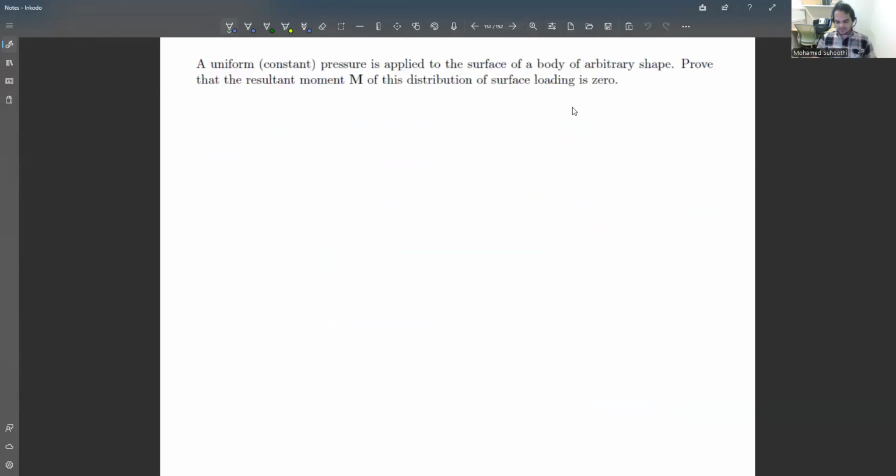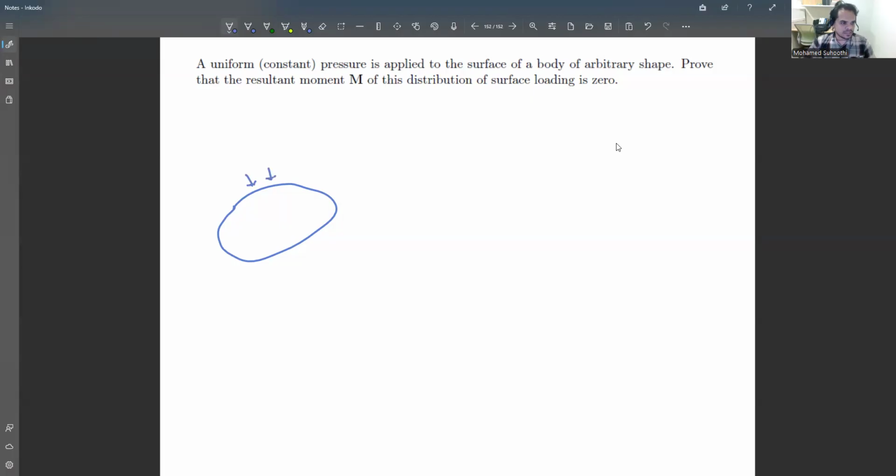Okay. So now let me take the second problem. It is a physics-based problem, right? This is also something you already know, but I am going to prove this one, why this condition is satisfied, right? So what is the question? A uniform, a constant pressure is applied to the surface of a body of arbitrary shape, right? So let's say one arbitrary shape here. So in this case, a uniform pressure is applied.